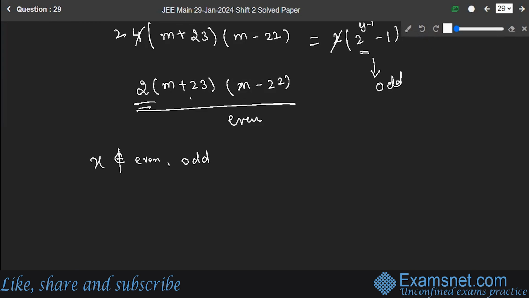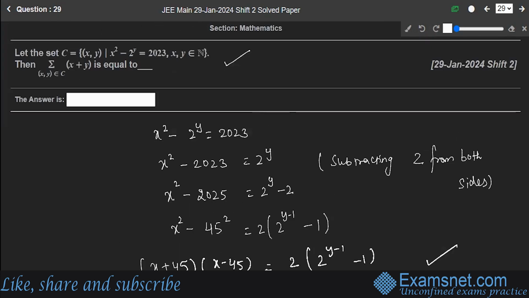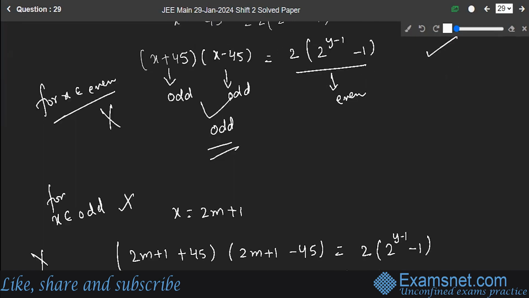So what is the thing which is possible? That means x can only be equal to positive or negative 45. This is the only possible solution for this. Okay. So negative 45 is not possible because you are told in the question that they are natural numbers. So I will not take minus 45.